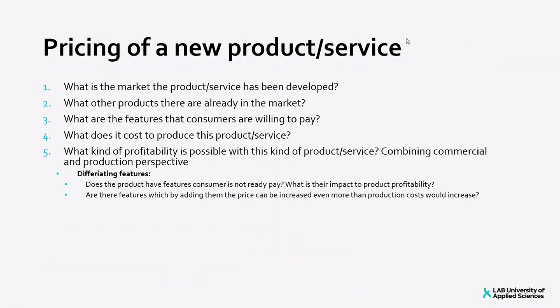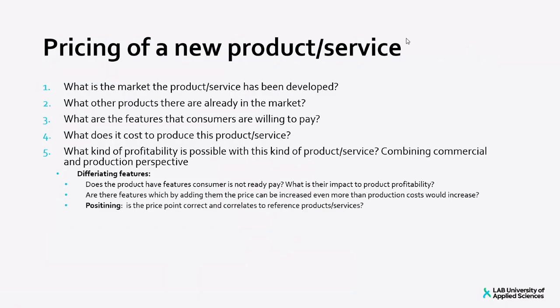Are there features which, by adding them, the price can be increased even more than the production cost would be? That means if we, for example, add some features that cost us €5, are we able to increase our price by €10? Or is it so that if we add some features which cost us €5, it would only add, for example, €4 or €5 to the price?